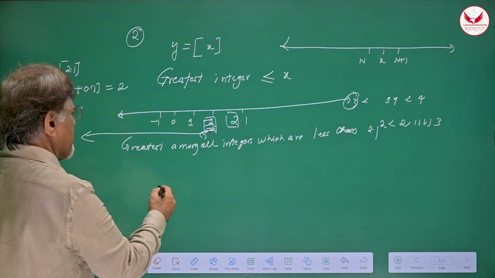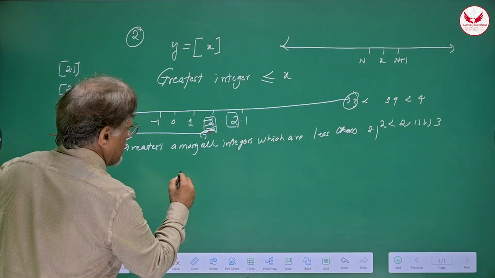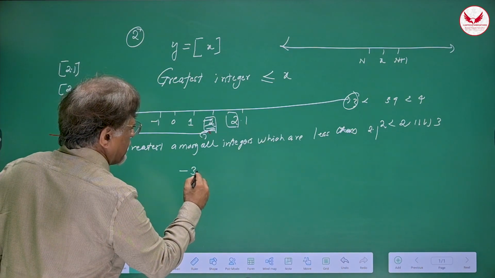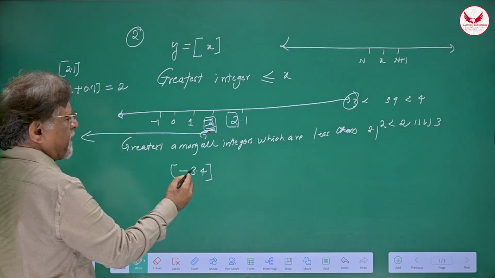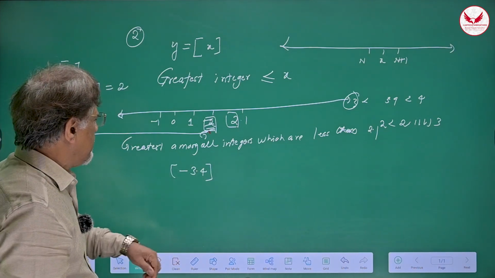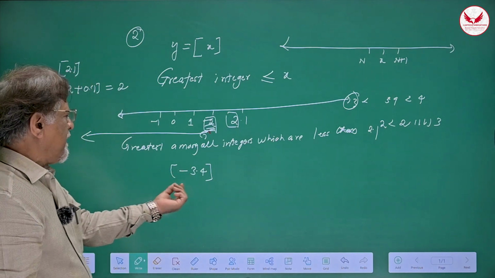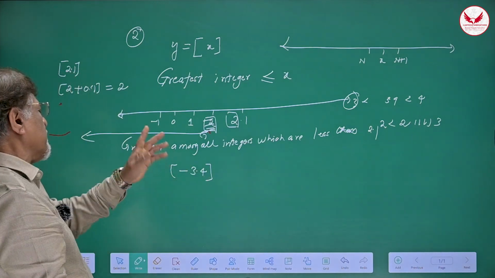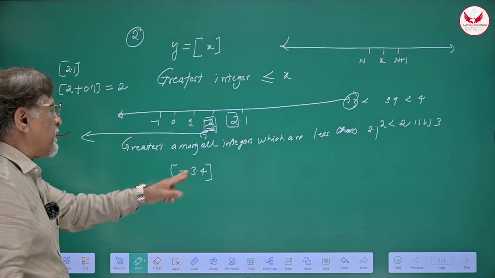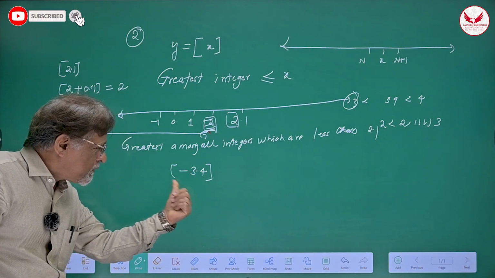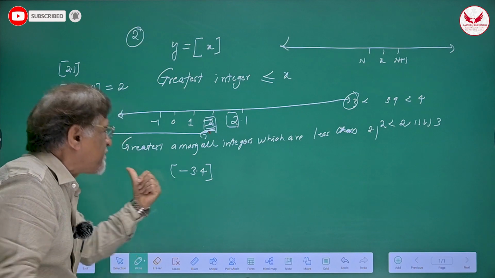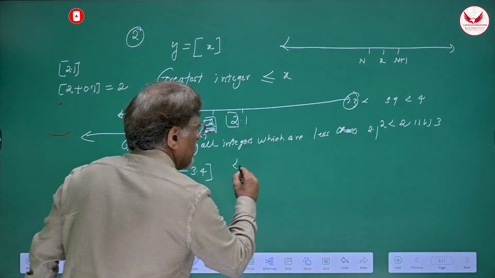Now in case of minus, for example, suppose I want to find out the greatest integer part of minus 3.4. Correct? In case of plus 3.4, it was just 3. So you may say that for minus 3.4, it will be minus 3. No. We want an integer which is immediately close to this number, but to the left. So just draw the diagram and you'll come to know.